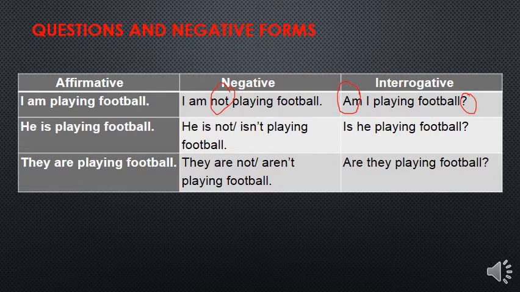Let's move to the second sentence. He is playing football. So here the subject is changed. It's singular, it's he. So he is not, or of course isn't, as a contraction, playing football. And as I said, we always start with the helping verb as a question word. So is he playing football? They are playing football. They here is the subject and it's a plural subject.